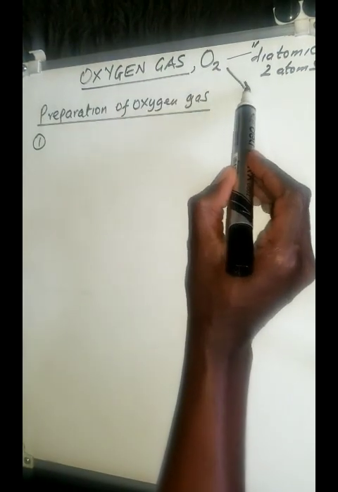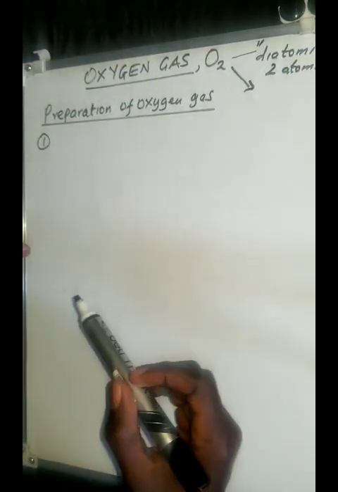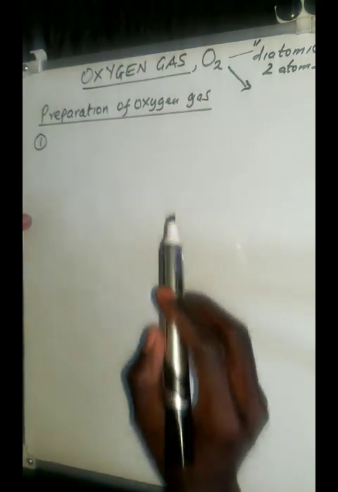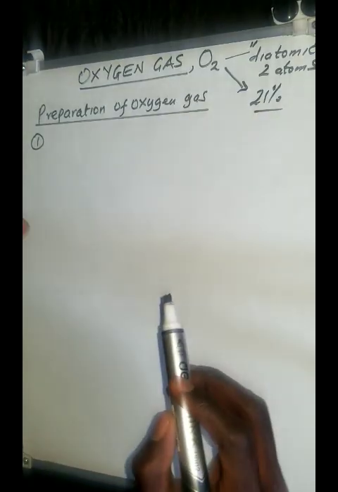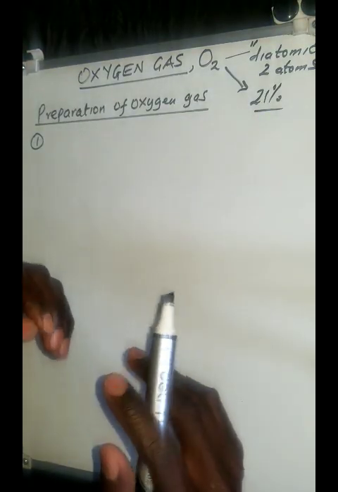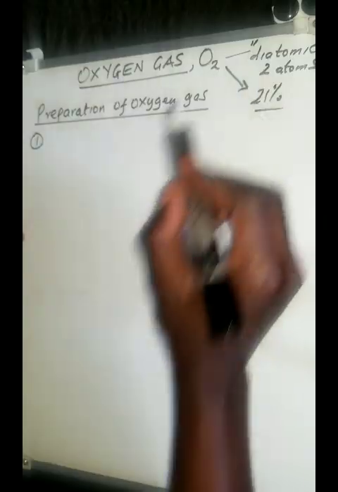It is diatomic. Now, in the composition of air, the percentage of oxygen in air is simply 21% by volume. So that is the percentage of oxygen.